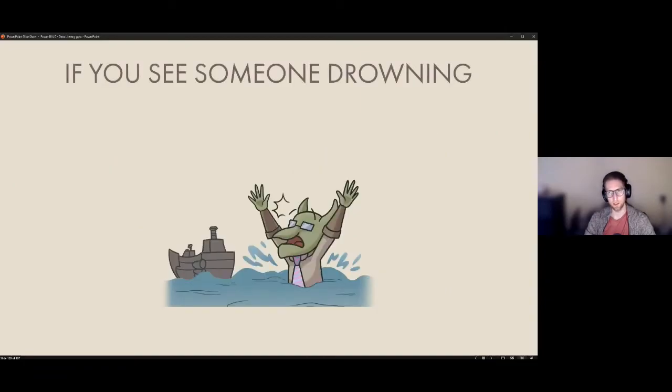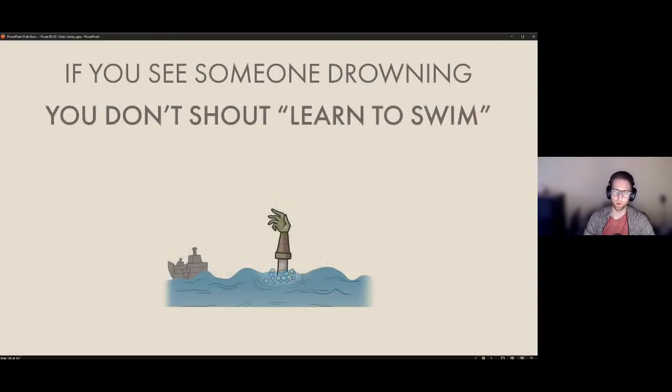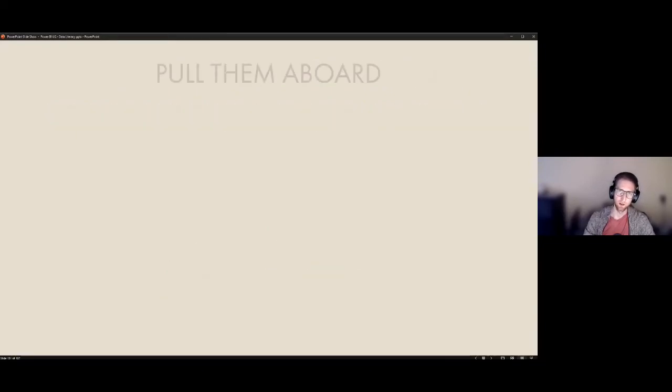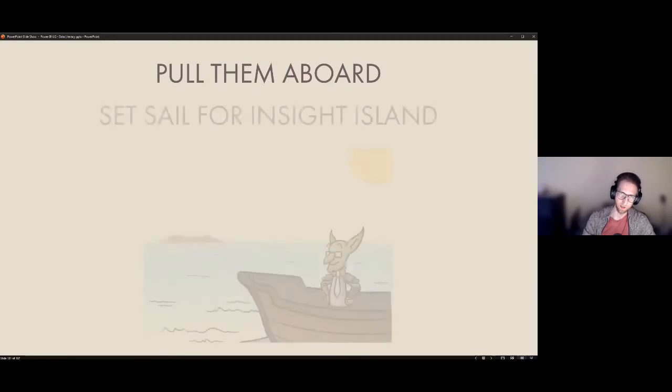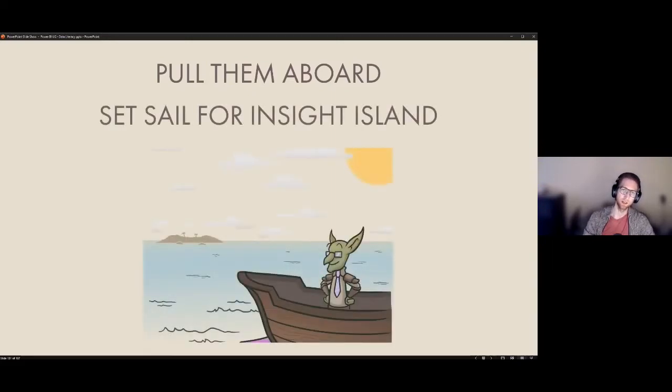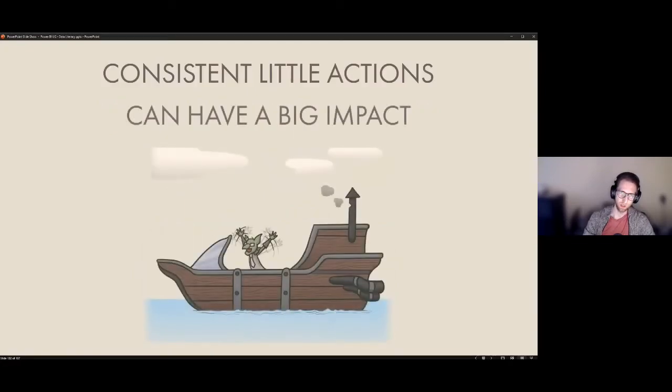Because if you see someone drowning, you don't shout, "Learn to swim." Instead, try to pull up beside them, pull them aboard, and set sail for Inside Island together. Because consistent little actions can have a big impact. That is especially true for these bigger, more nuanced problems. It's not about defining one tell-all solution, it's about the consistent little actions.